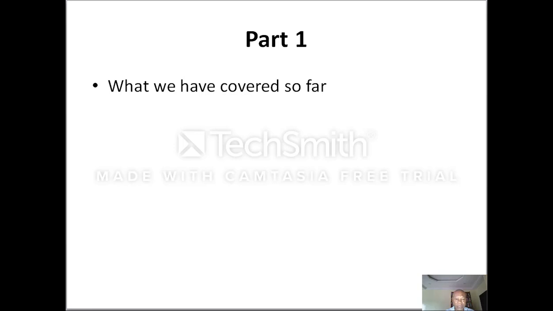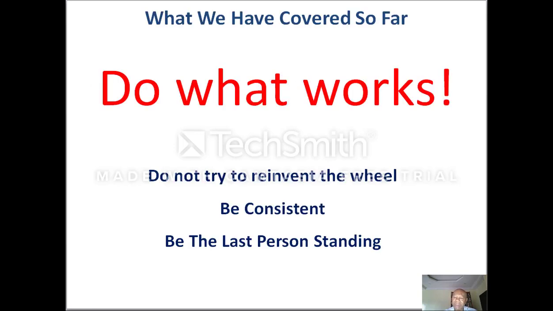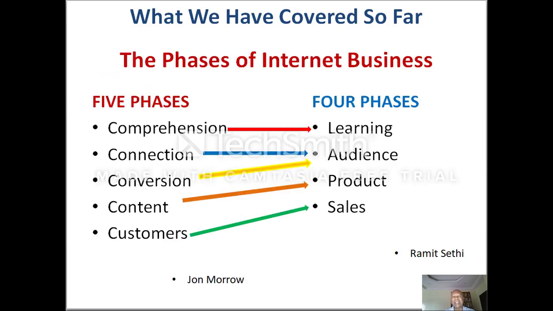We have spent 4 weeks so far in the course. So these are some of the things we have shared. I said that do what works. Do not try to reinvent the wheel. And be consistent. Day in and day out, you must put in some minutes, some hours. The more minutes or the more hours you put in, the better. And as they say, the last man standing is always the winner. And we also covered the 4 phases in internet business, 4 phases according to Ramit Sethi, and John Morris breaks it down into 5 phases. And I keep emphasizing, number 1 phase, learning, is the key.